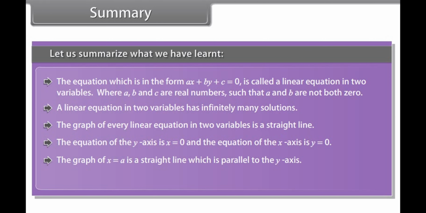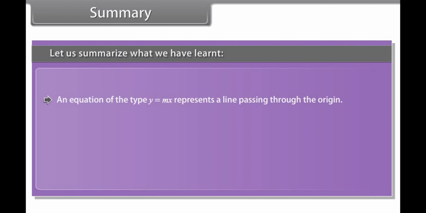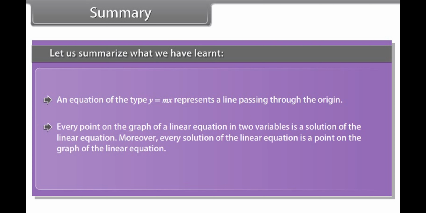The graph of x is equal to a is a straight line which is parallel to the y-axis. The graph of y is equal to a is a straight line parallel to the x-axis. An equation of the type y is equal to mx represents a line passing through the origin. Every point on the graph of a linear equation in two variables is a solution of the linear equation. Moreover, every solution of the linear equation is a point on the graph of the linear equation.